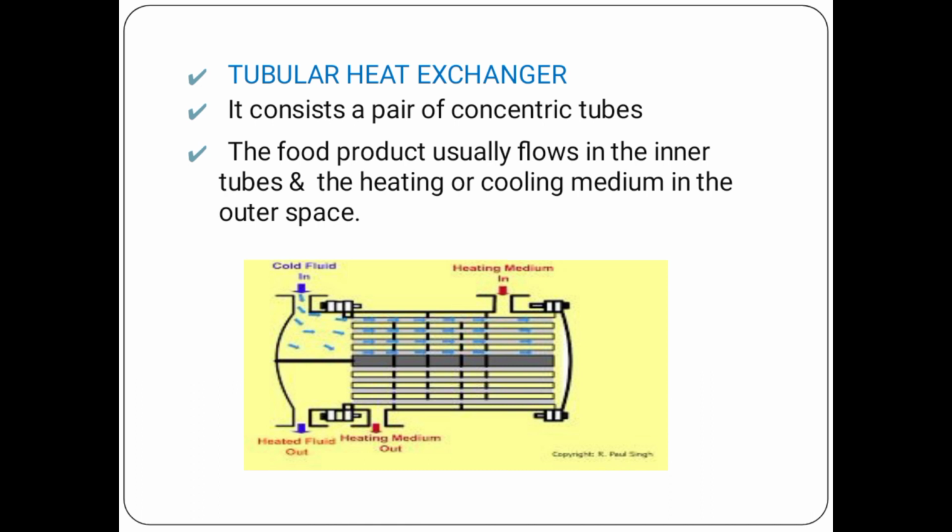And the third one is the tubular heat exchanger. Generally the tubular heat exchanger is used for such food that has very high viscosity. For example, tomato ketchup has high viscosity in comparison to juice or milk. So these kinds of products are generally heated through the tubular heat exchanger.